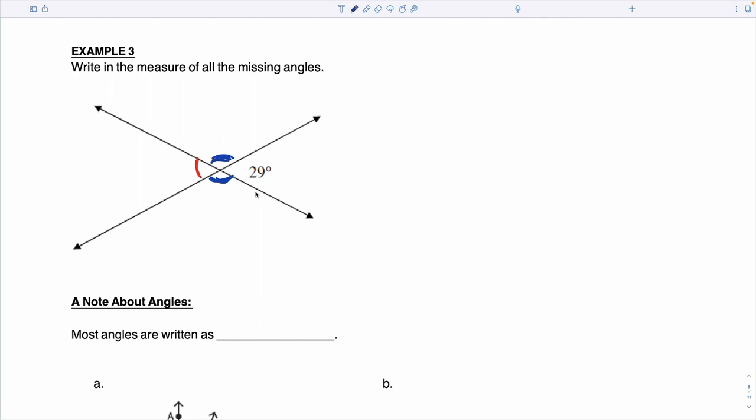Okay, most of us are okay with 29 degrees on the far side. Here's what I'm going to do. If I'm missing another angle and I don't have vertical, watch what I could do. If I make a straight line, what type of angle is 29 and the mystery angle? It's what, Alexis? It's a straight 180, or supplementary. So you could do 29 plus the question mark equaling 180. I just made that straight line.